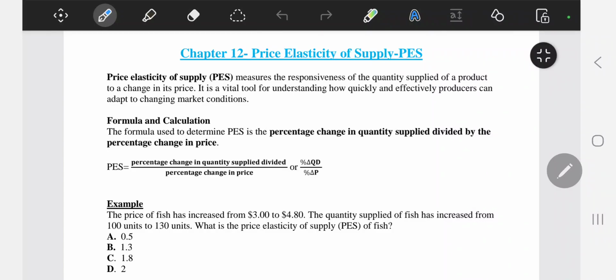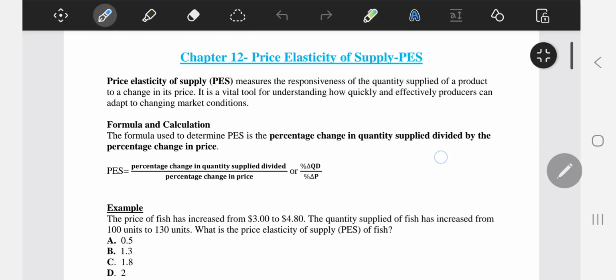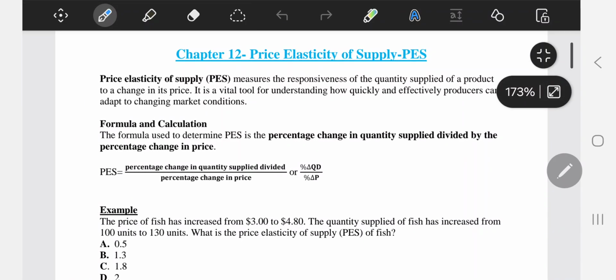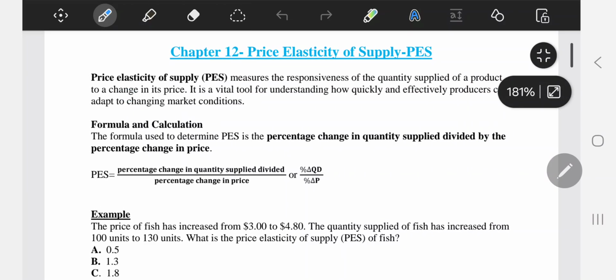Hello and welcome to this new video where I'm going to be talking about price elasticity of supply, also known as PES. In my previous video we were talking about price elasticity of demand, and we said that it is the responsiveness of quantity demanded to changes in price. Now, when talking about price elasticity of supply, it is also the responsiveness of quantity supplied to changes in its price. This is basically a method that economists use to find out how producers respond to a change in the prices in the market.